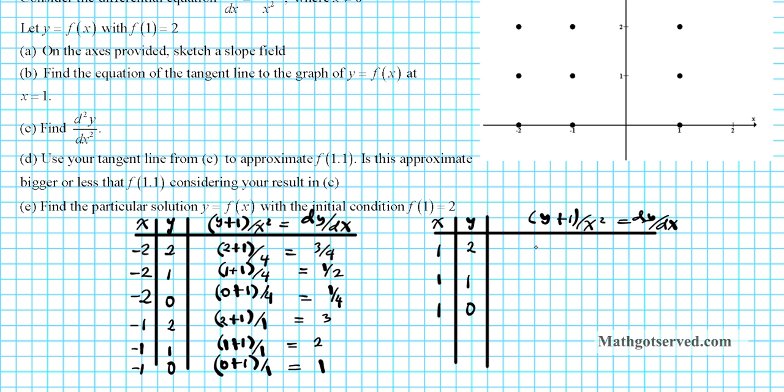All right, so let's go ahead and work it out. Y plus 1, 2 plus 1, divided by the denominator squared, which is 1. Output is 3. That's the slope. Next one is 1 plus 1, divided by the denominator squared, which is 1. So we have 2 over 1, which is 2. And then lastly, 0 plus 1, divided by the denominator squared, which is 1 squared, is 1.